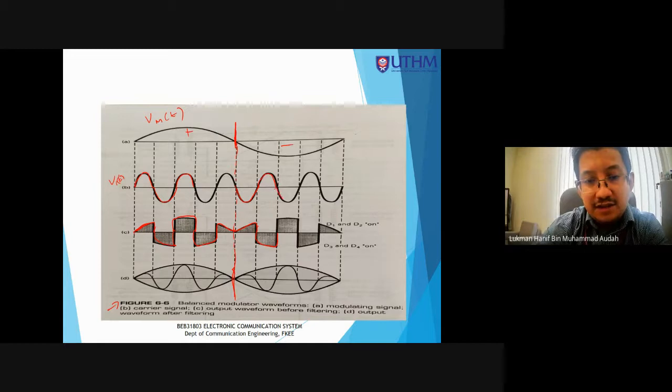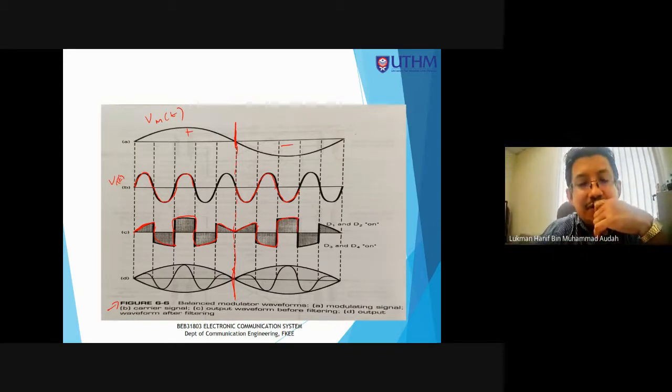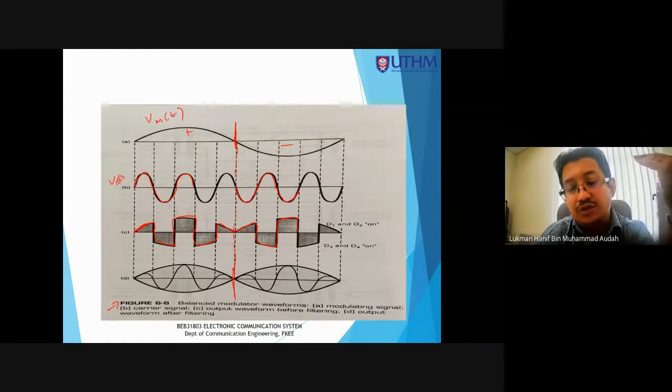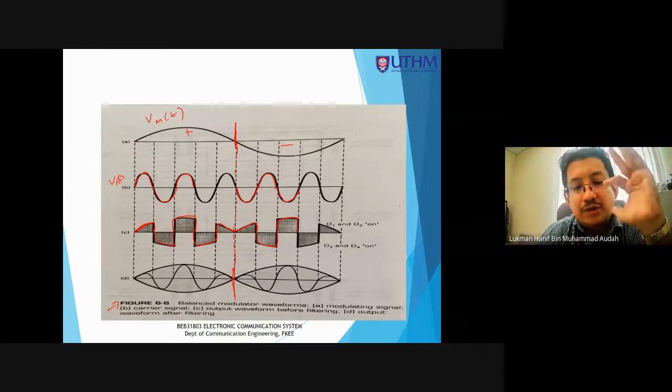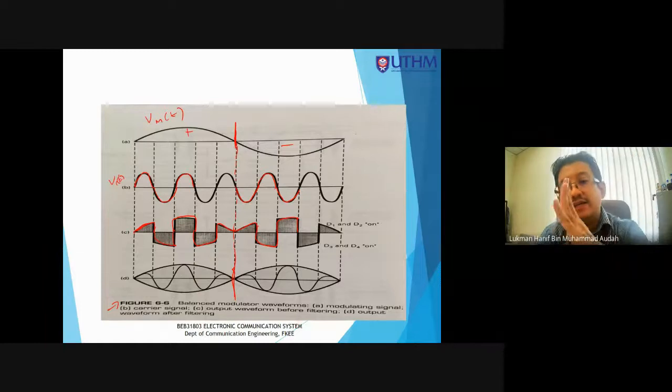Carrier negative cycle menghasilkan positive cycle pada output, dan seterusnya. Nampak. So D1 dan D2 switch on. Kalau ni gambar rajah, bahagian atas adalah D1 dan D2 switch on, D3 dan D4 switch on pada bahagian bawah. So maknanya polarity dia, apabila perubahan fasa berlaku, maka dia akan jadi inverse daripada yang sebelumnya. Terbalik.